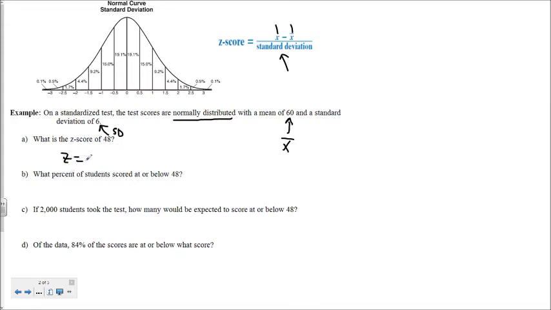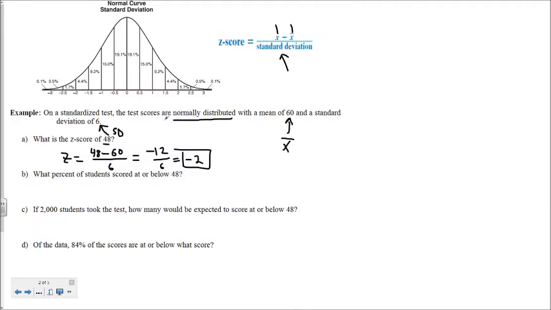Well, z is the value of an observation, which in this case is 48, minus the mean, which we know to be 60, divided by the standard deviation, which in this case is 6. Well, 48 minus 60, negative 12, divided by 6 is just negative 2. So that's the z-score.